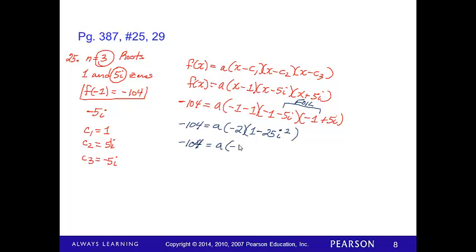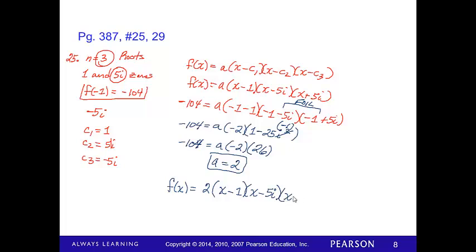equals A times negative 2 times, remember i squared is the same as saying negative 1 in its multiplication, so this is 26. Solve for A, and you get A to be positive 2. Then fill it in. So your final answer is f of x is equal to 2 times x minus 1, x minus 5i, times x plus 5i. You can leave it in this form, or you can multiply these out.